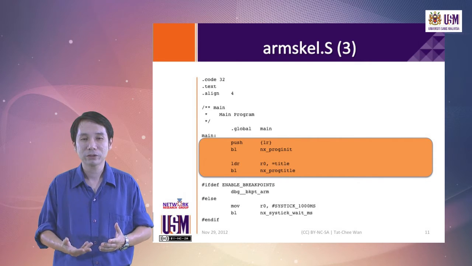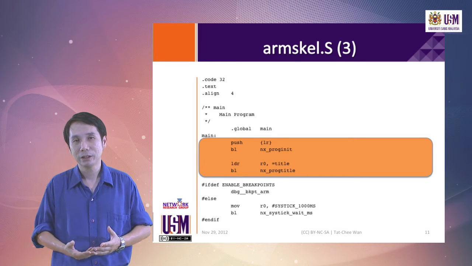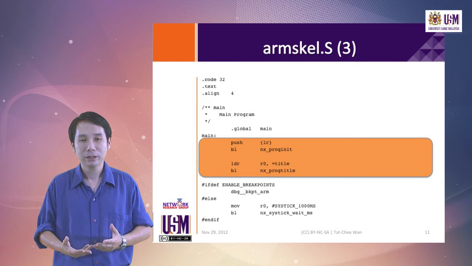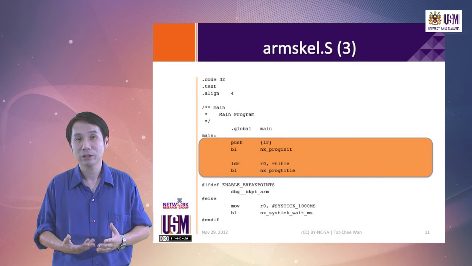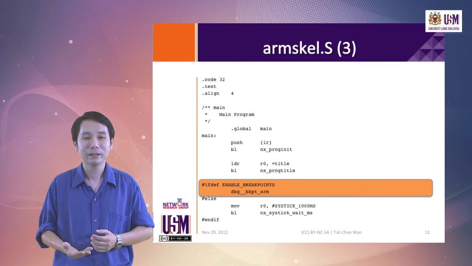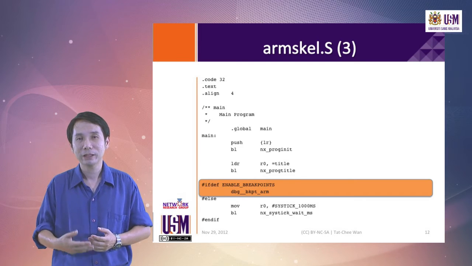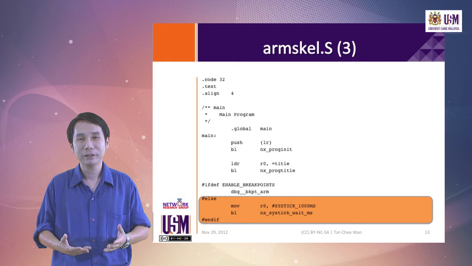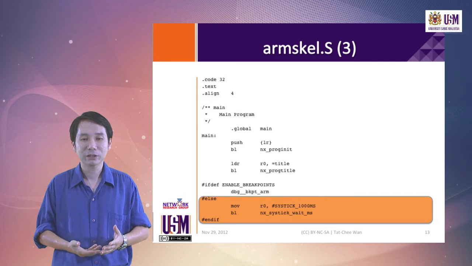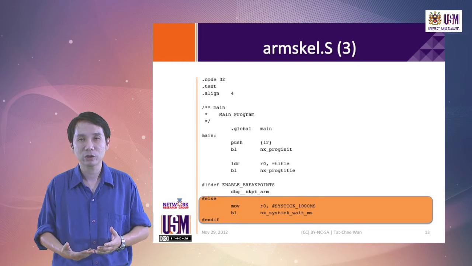So the first thing we'll do is to call the nx_program_init to set up the system appropriately. Then we will also display a title on the screen to show that the program is running. Next, we encounter the debug breakpoint, arm_breakpoint, which is inserted into the code to force the program to enter into debug mode. Now, if we turn off debug enable or enable breakpoints, we would execute this instead, which basically is a delay loop to allow us to see the title being displayed on screen before the CPU does anything else.